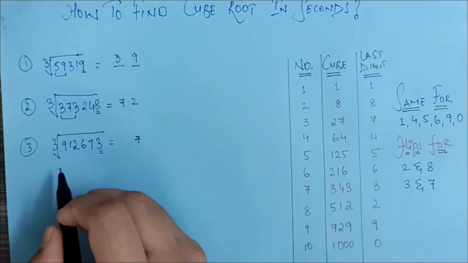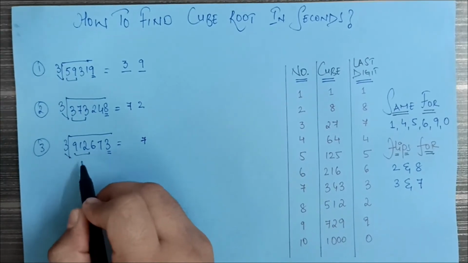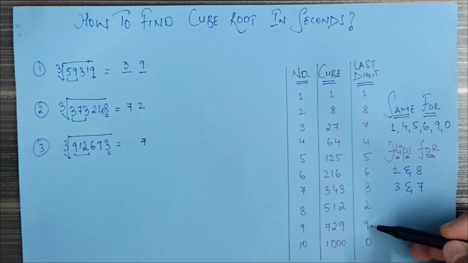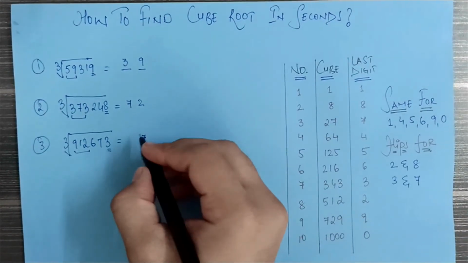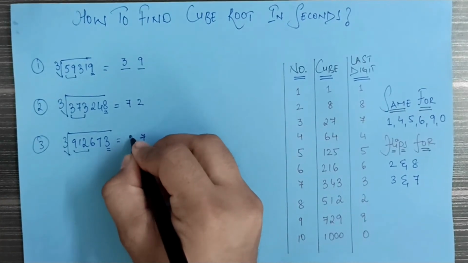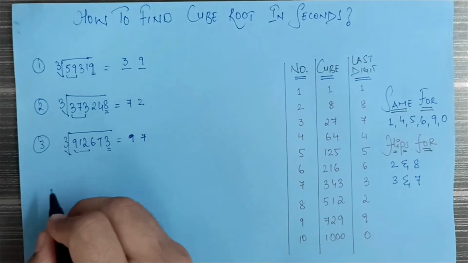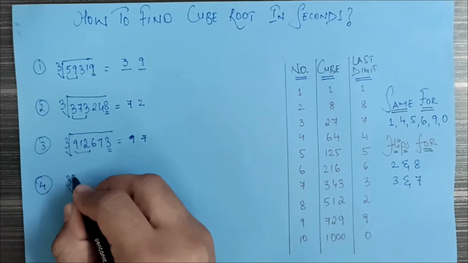Now, ignoring the last 3 digits of our cube root, we check the first 3 digits, which is 912. 912 falls between the cube of 9 and 10. But as you know that we always have to take the smaller number out of 2. So over here, the smaller number is 9. Hence, the cube root of 9,12,673 is 97.